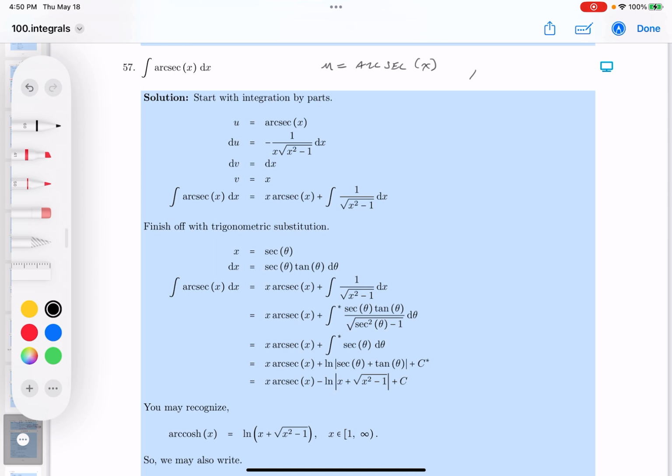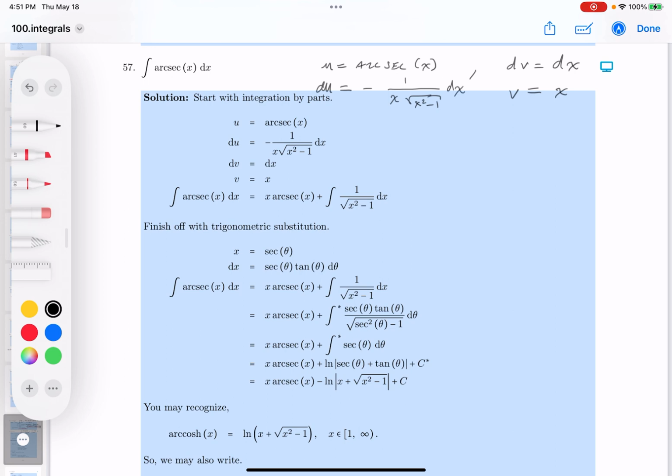That forces me to say that the dv is equal to dx. That means x equals v. Constant of integration we'll worry about later. This over here, du, that's an easy part. And the derivative of arc secant is going to be minus, and again, if you can remember this, great. If not, you have to derive it. 1 over x root of x squared minus 1 dx.